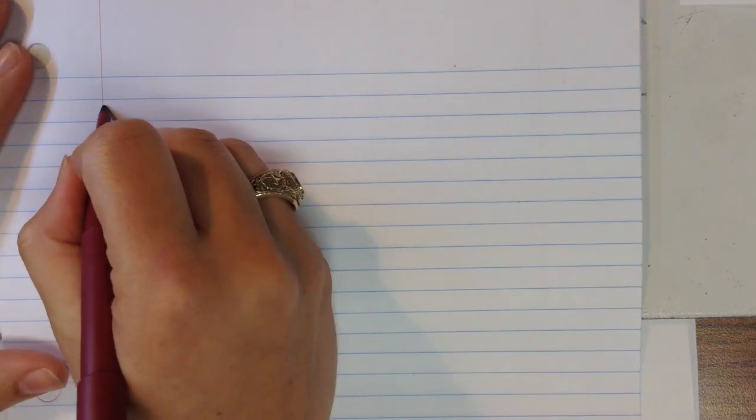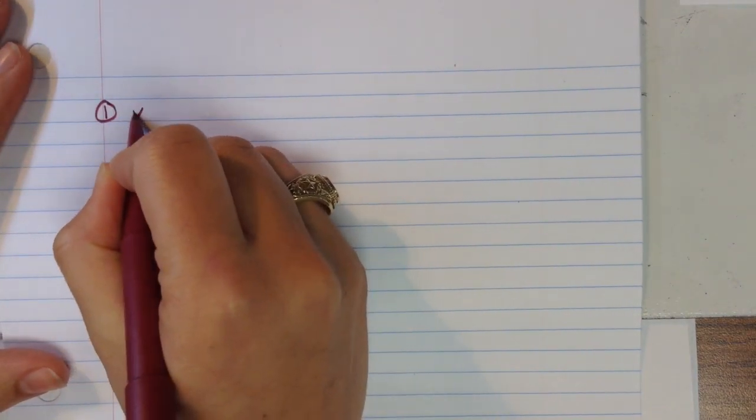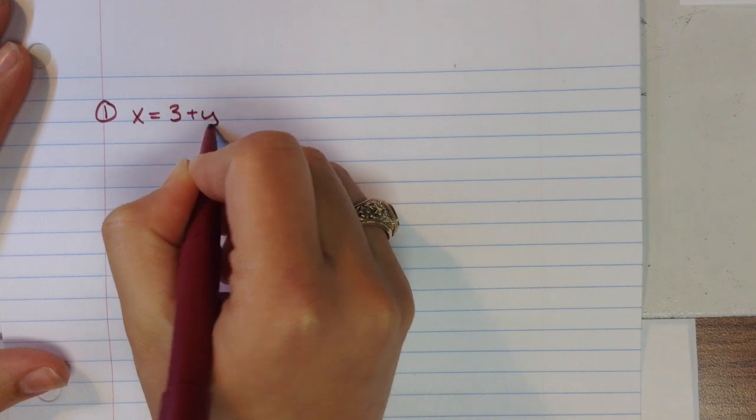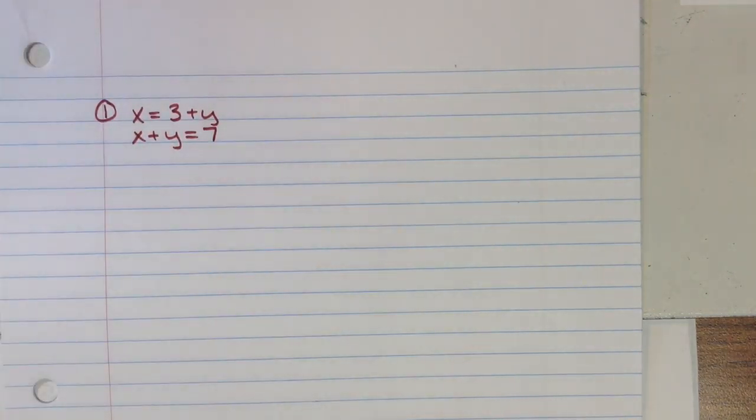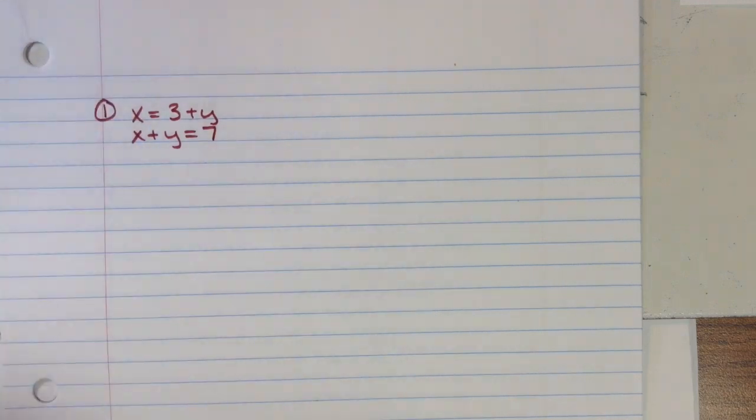First example is the following system. x equals 3 plus y, and x plus y equals 7. So we're going to ask ourselves the questions from the flowchart. Is there a variable isolated? Yes.